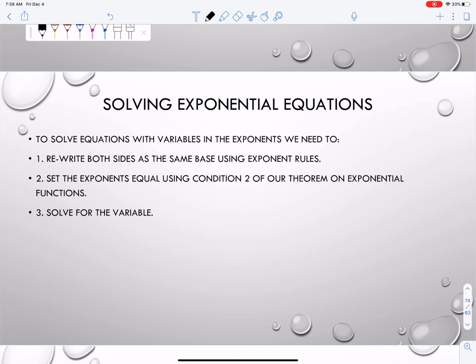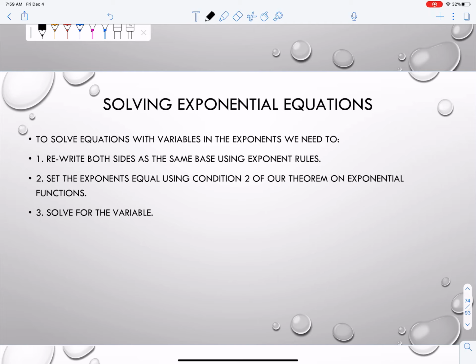Okay, so general guidelines for solving exponential equations. First things first, we're going to attempt to rewrite each base using the same number. It's not always going to work this way. The first thing you should always try is to rewrite using the same base. Once you've done that, if it's possible, set the exponents equal to one another using the condition above, all right? And then go ahead and solve whatever you have left. Typically, it'll be a linear function, okay?